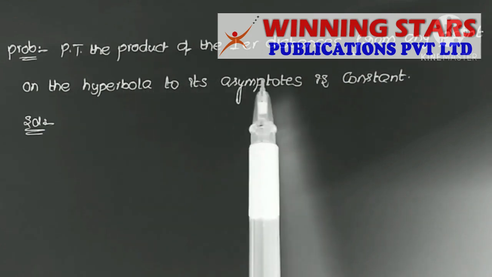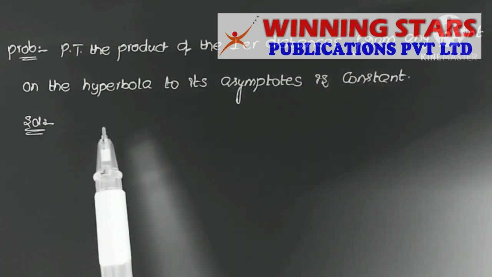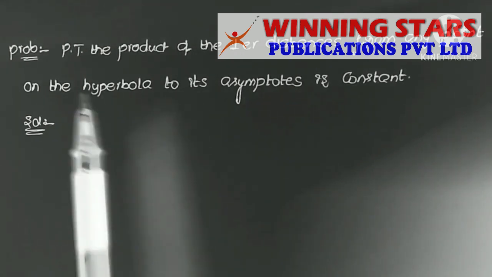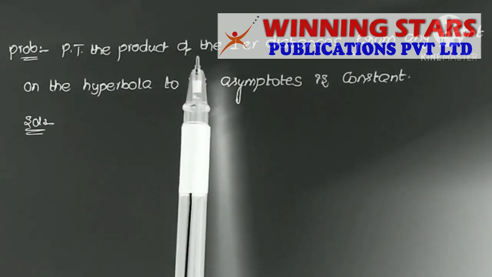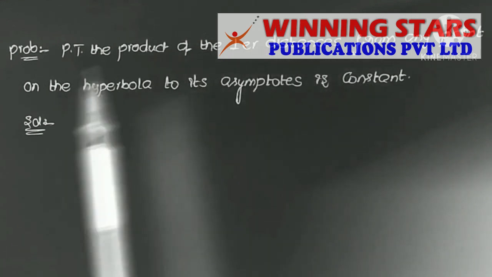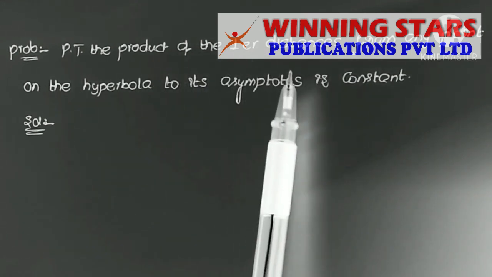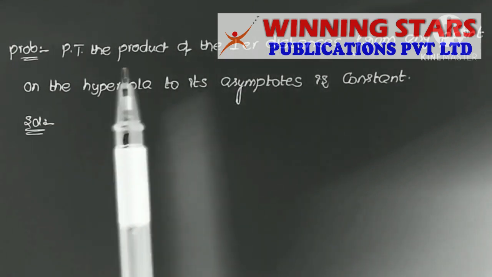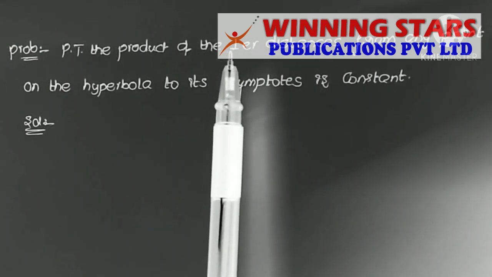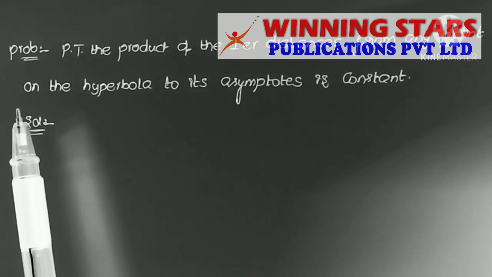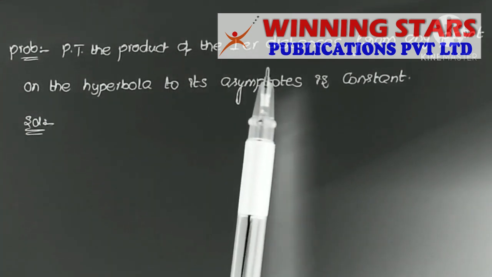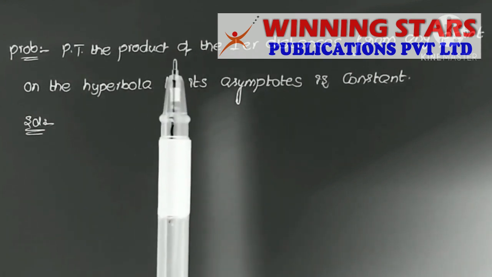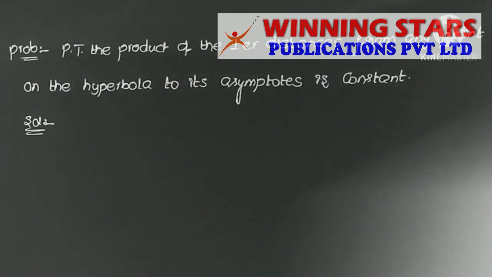Prove that the product of the perpendicular distances from any point on the hyperbola to its asymptotes is constant. Now this is a given question. Given: the product of the perpendicular distances from any point on the hyperbola to its asymptotes is constant. First we have to find the perpendicular distances from any point on the hyperbola to its asymptotes, and then we take the product of the perpendicular distances. Now we want to show that that value is equal to a constant.